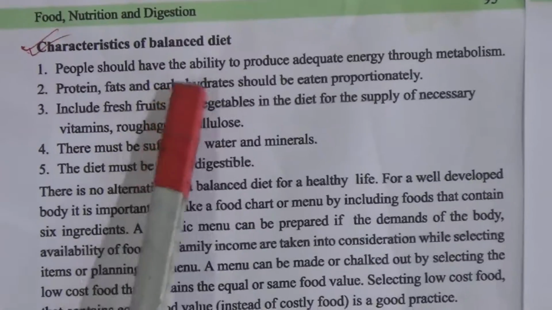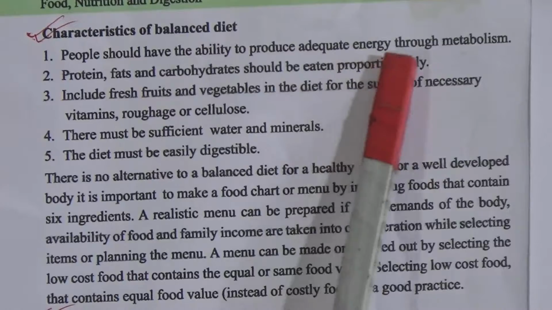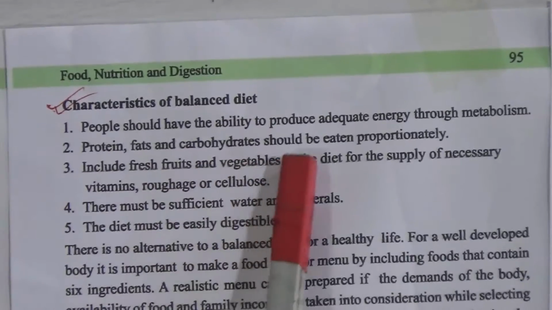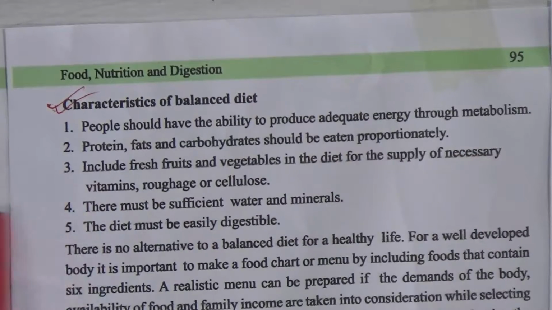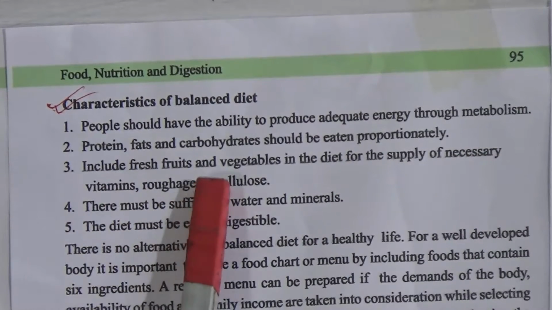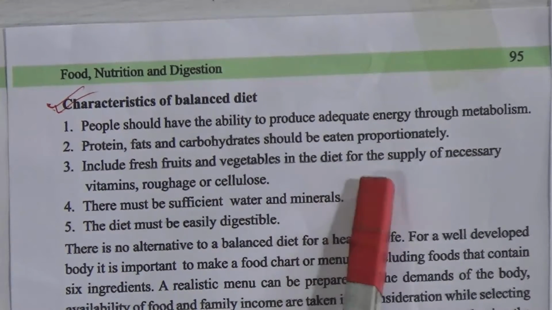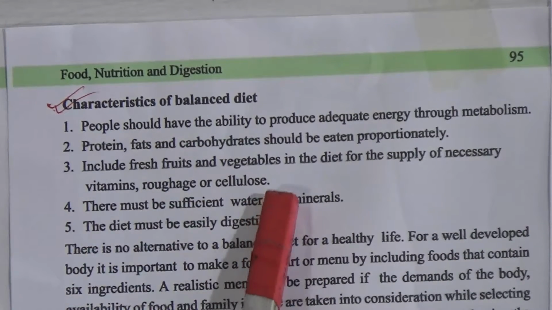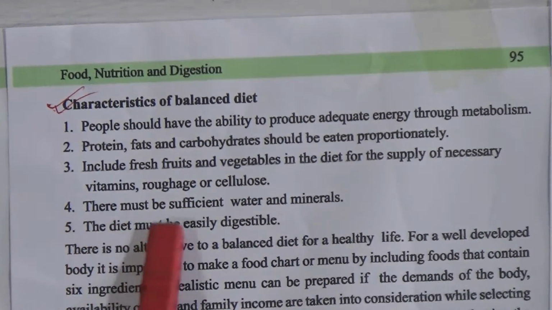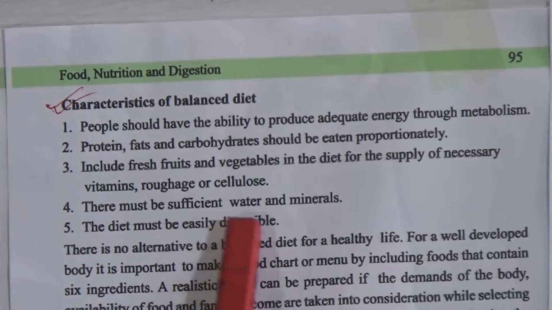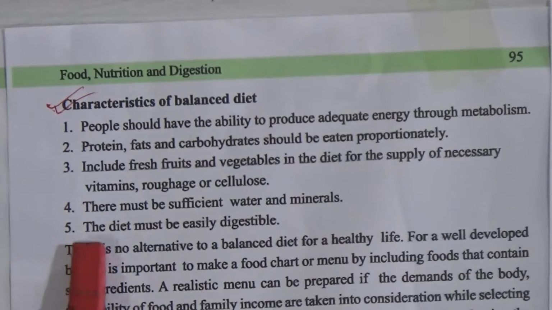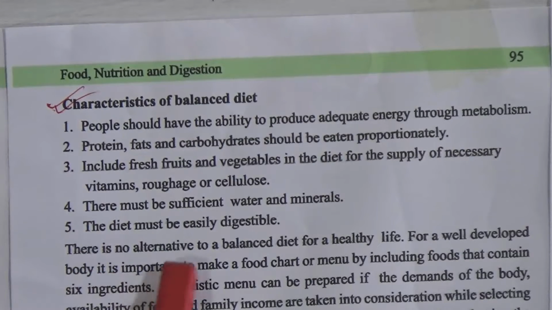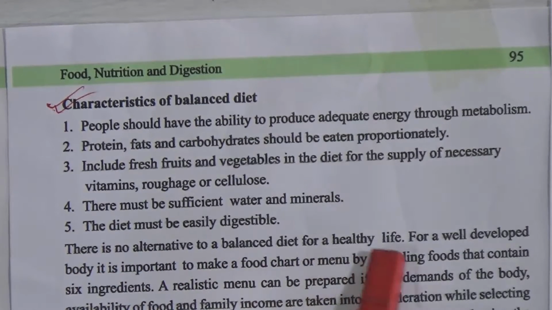Now come to the characteristics of a balanced diet. The people should have the ability to produce adequate energy through metabolism. Second, the protein, fats and carbohydrates should be eaten proportionately. Third, include fresh fruits and vegetables in the diet for the supply of necessary vitamins and roughage or cellulose. Number four, there must be sufficient water and minerals. And number five, the diet must be easily digestible. There is no alternative to a balanced diet for a healthy life.